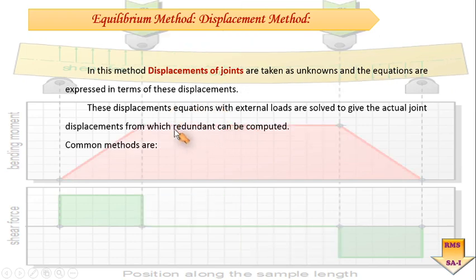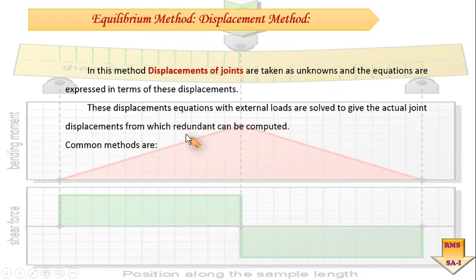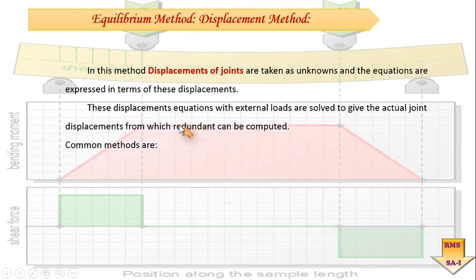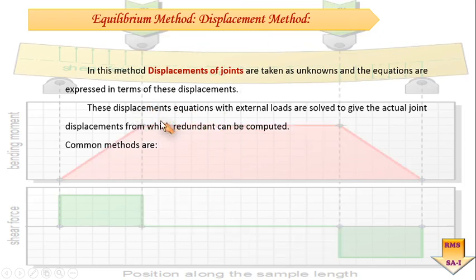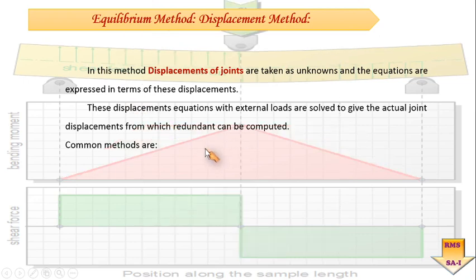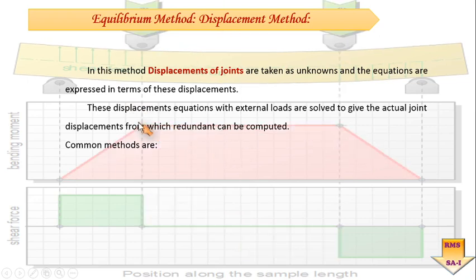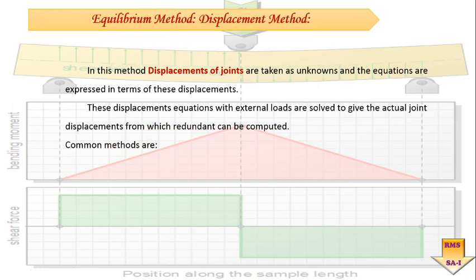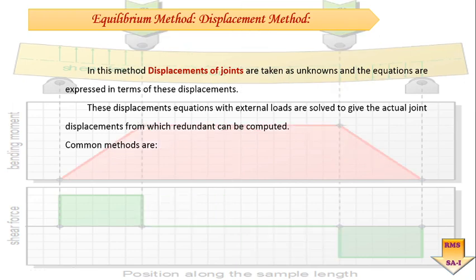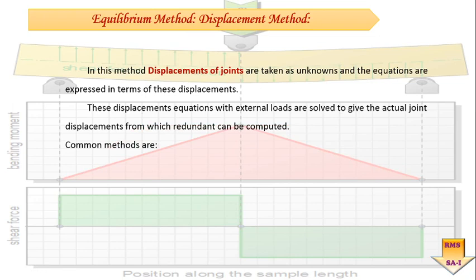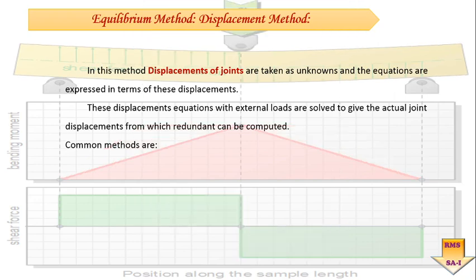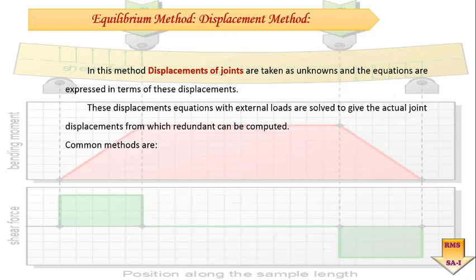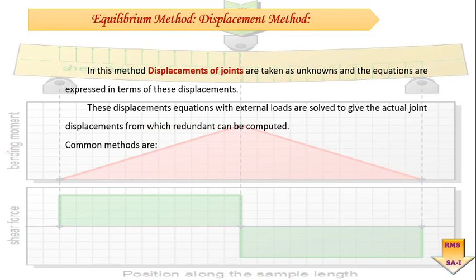After finding this, we find the redundants. In this, the redundants are nothing but the displacements. So one thing is very clear, that the prime constraint is the displacements occurring at a particular joint. Secondly, we have to find the relationship between the displacements and the applied load, and then we have to apply the equilibrium condition at a particular joint, and after applying that equilibrium condition, we will get certain equations which are to be solved.